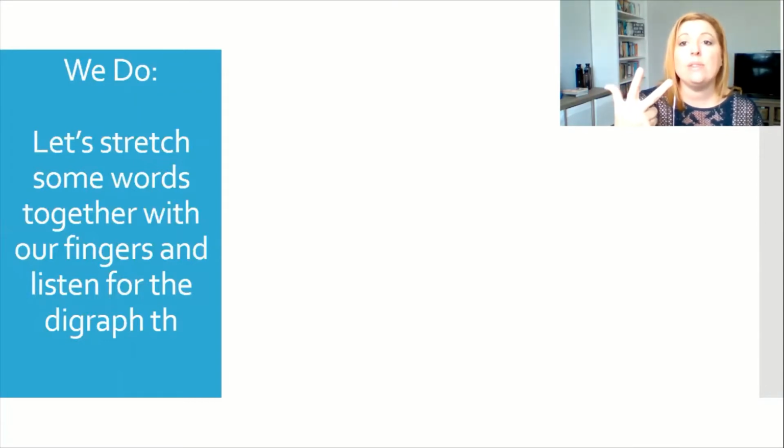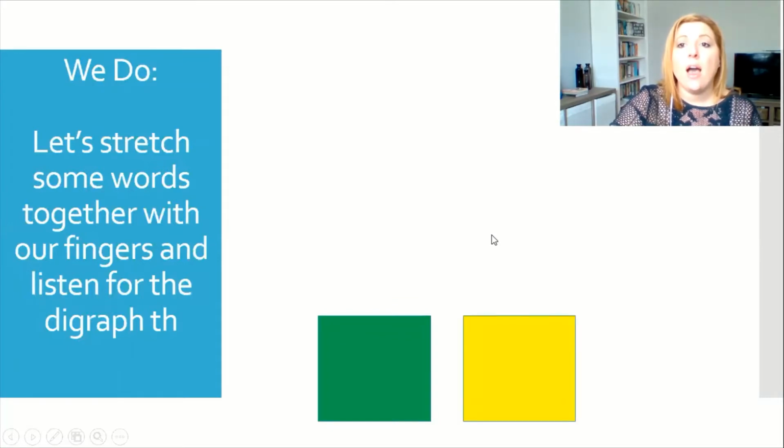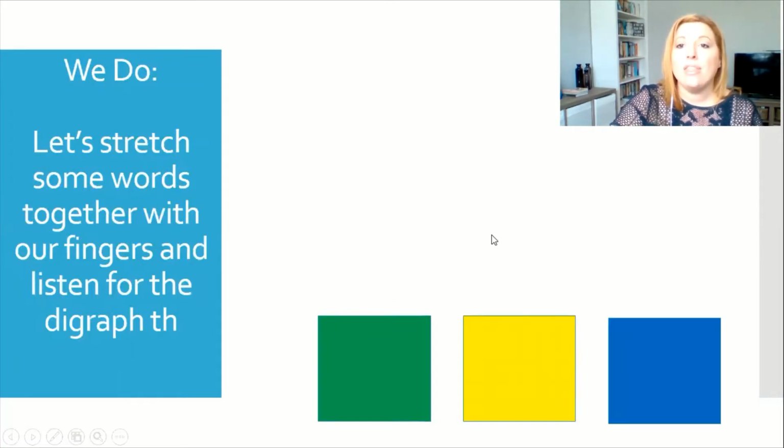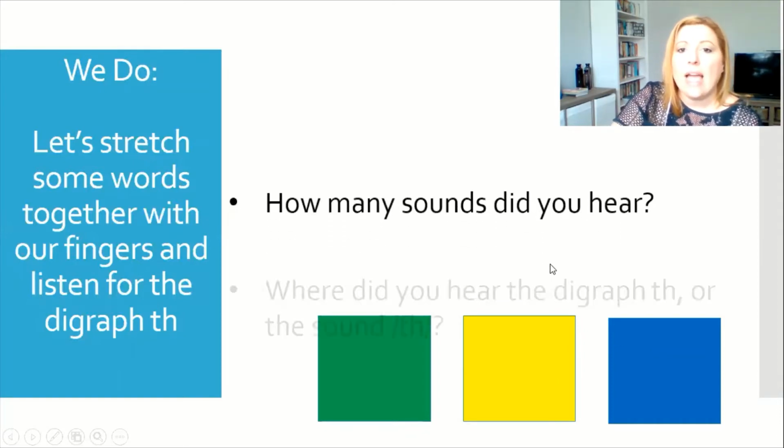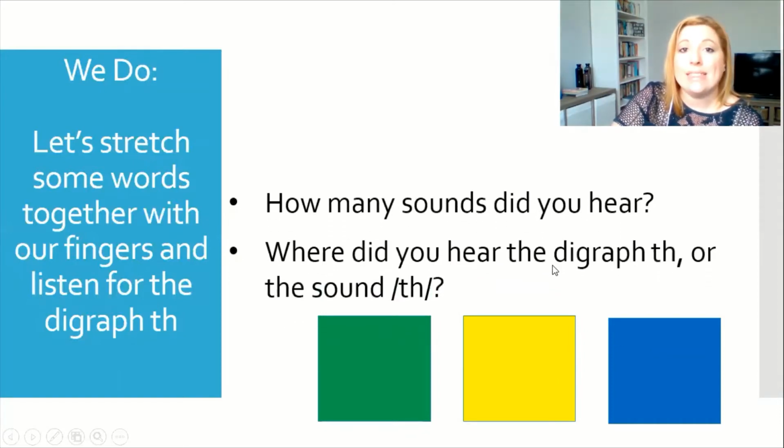Say the sounds as you see the boxes pop up. You ready? Thumb. All right, so we have 3 sound boxes because we have 3 sounds. Now, where do we hear the digraph TH or that sound?